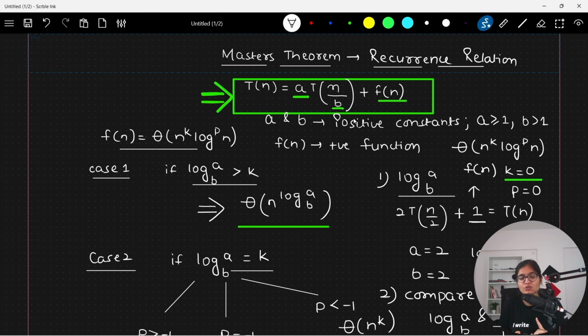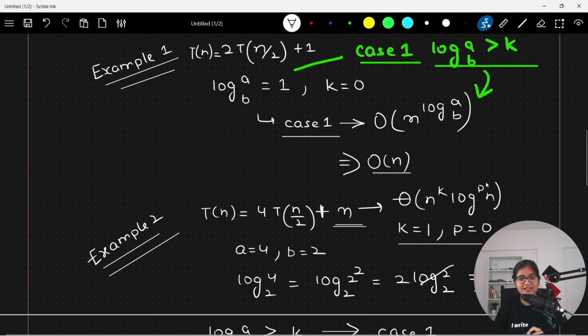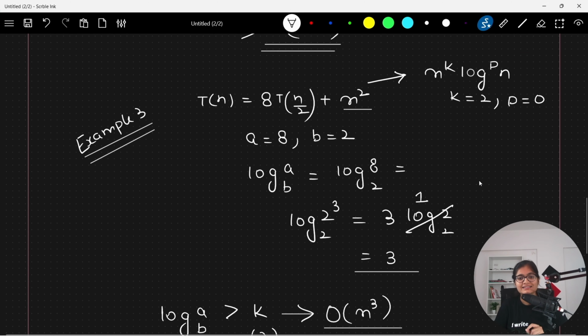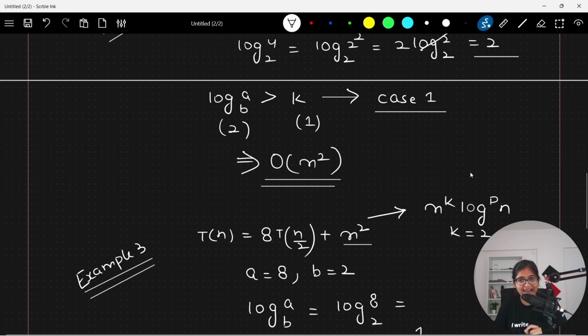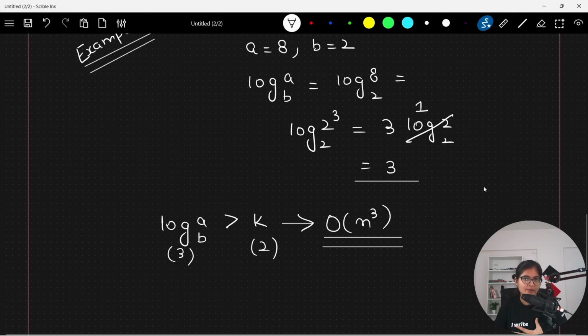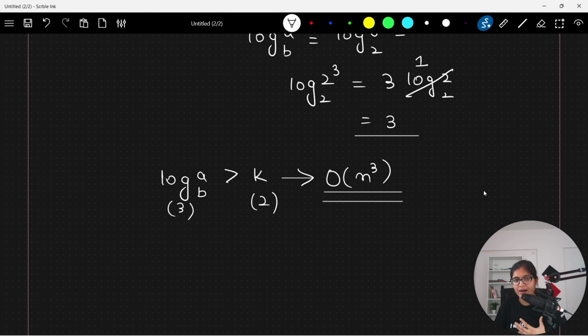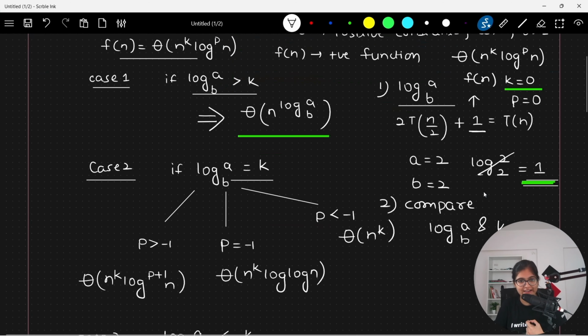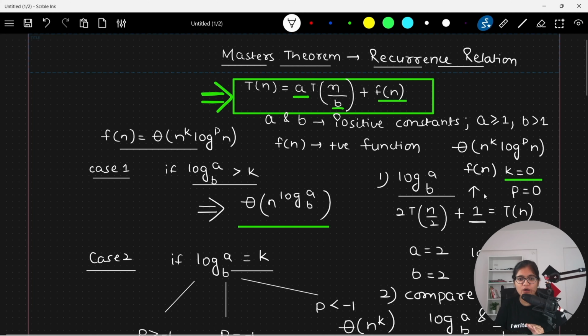As of now, we have discussed only case number 1, where if the value of log of a base b is greater than k, your answer is directly n to the power log of a base b. I hope with the help of these 3 examples, I am making sense to everyone about how the answer is order of n, n square or n cube. Just see these cases, and as of now, refer to case number 1, because that's what I have illustrated in this particular session.